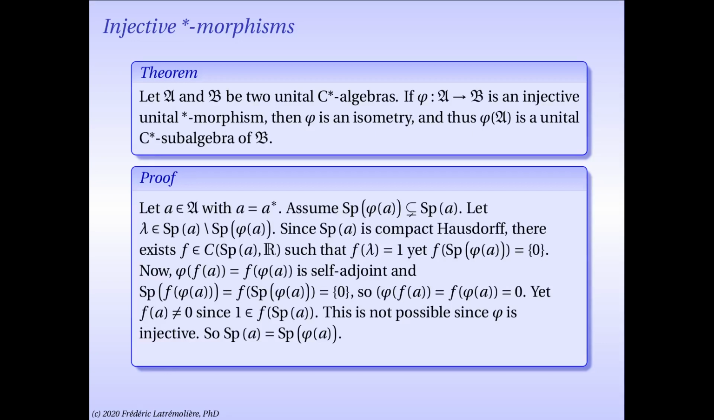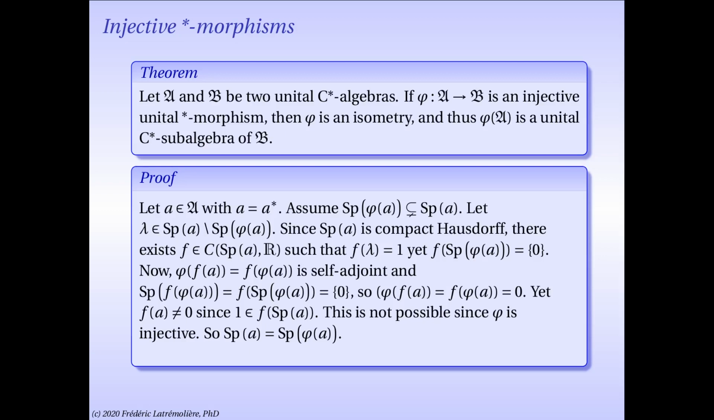What we borrow from the proof that star isomorphisms are isometries is the idea that an injective unital star morphism is going to preserve the spectrum of self-adjoint elements. So let A be a self-adjoint element in our C-star algebra. We know, since phi is a unital star morphism, that the spectrum of phi of A is a subset of the spectrum of A. Let's assume that they are in fact distinct, and let lambda be a number in the spectrum of A but not in the spectrum of phi of A. Since the spectrum of A is a compact Hausdorff space, it has very strong separation properties. If we take two disjoint closed subsets of the spectrum of A, there exists a real-valued continuous function on the spectrum of A which takes the value 1 on one of those closed subsets and 0 on the other.